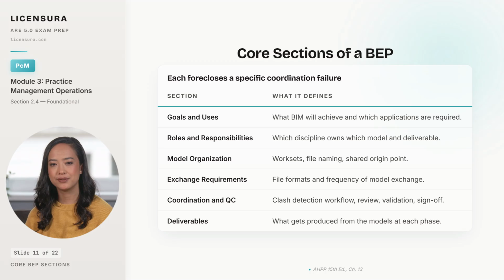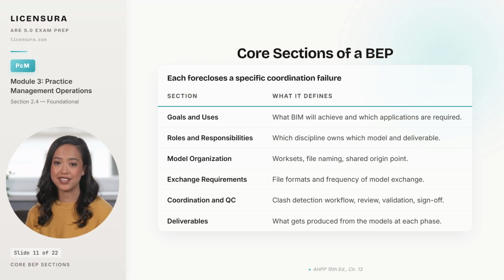The BEP has 6 standard sections, and every one of them prevents a specific kind of downstream failure. 6 core sections, each one foreclosing a specific way the coordination breaks down. Goals and uses comes first, because if the team can't articulate what BIM is supposed to accomplish, the rest of the document is performative. Visualization for the client, coordination among trades, energy analysis if sustainability targets demand it.